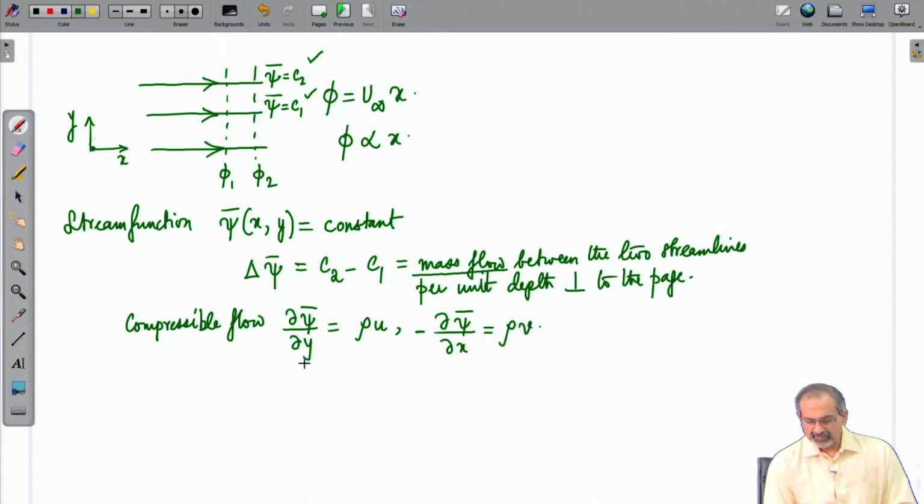But if you take a derivative along y, you get a mass flux along u, and the negative derivative along x gives the mass flux along v. It is different from what you saw for velocity potential, where del phi del x was linked with u, and del phi del y was linked with v.